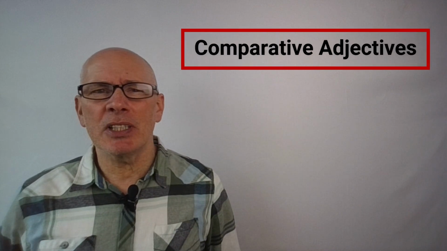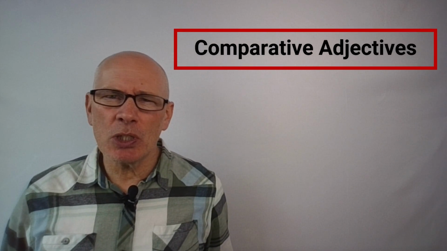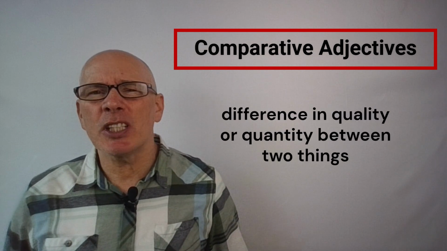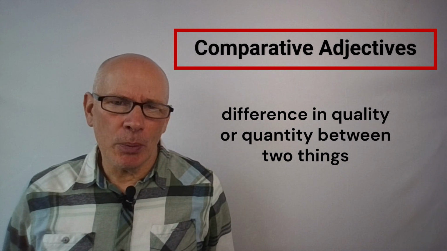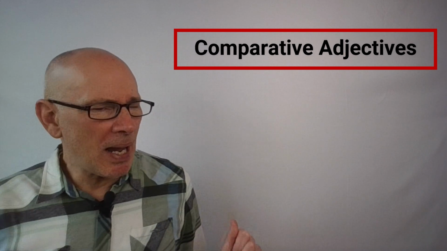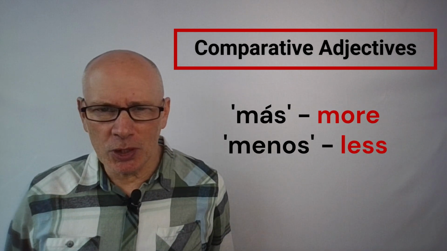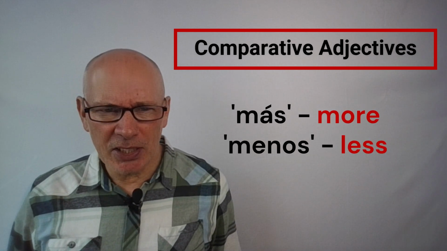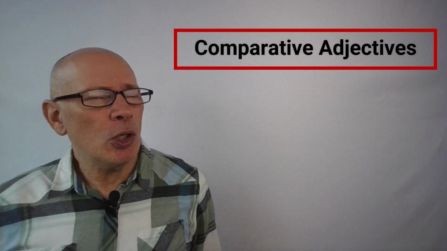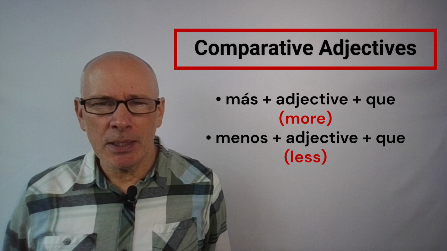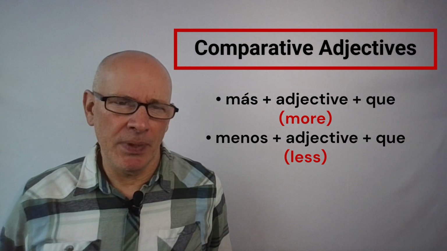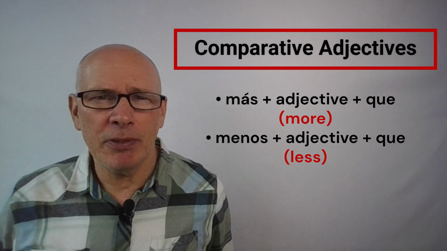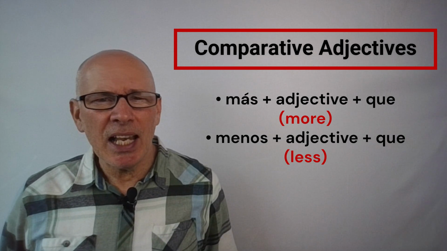Welcome to this video on how to use comparative adjectives in Spanish. So in Spanish, we use comparative adjectives to show the difference in quality or quantity between two things. To form a comparative adjective, we often use the word más, which means more, or menos, meaning less, followed by the adjective. So the structure we use looks like this: más plus the adjective plus que, which means more, menos plus the adjective plus que, meaning less.